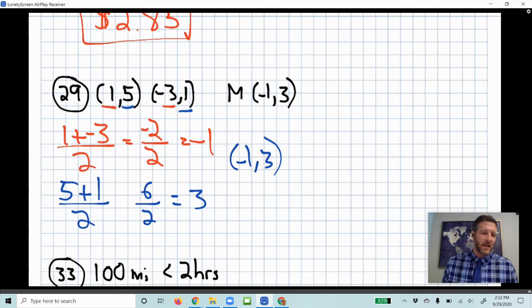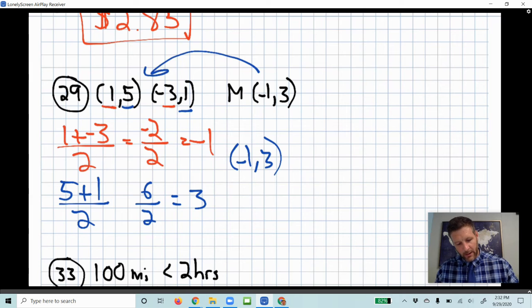Now you see why it's kind of a tricky problem, because if that was just a conditional statement, we would be fine. If those are your endpoints, then M is your midpoint. But it's a biconditional, which means it would have to be true the other way as well. In other words, if -1, 3 is the midpoint, does 1, 5 and -3, 1 have to be your endpoints? And the answer is no.